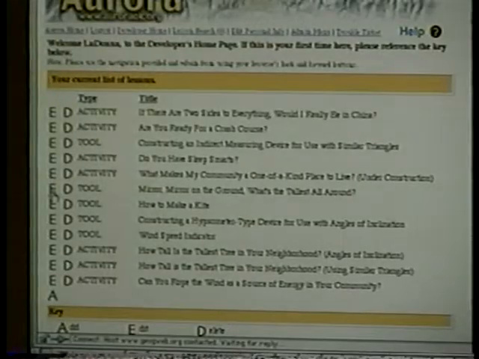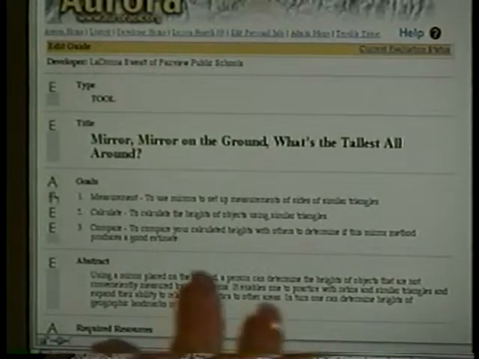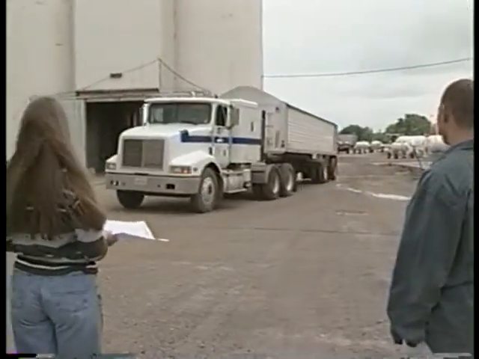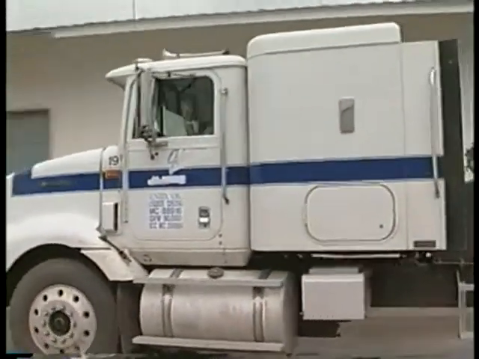When we do these activities, it engages my students in math, but it also engages them in a cross-curricular study. They learn more about their community. They learn more about the world around them. They learn about other people from other areas.